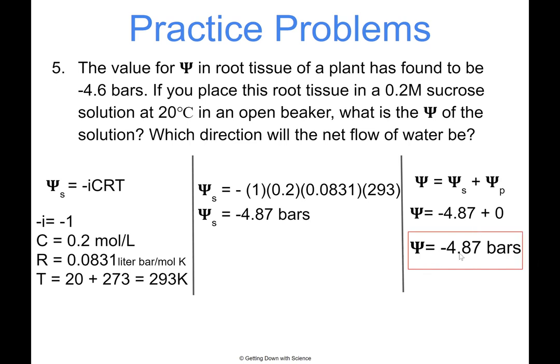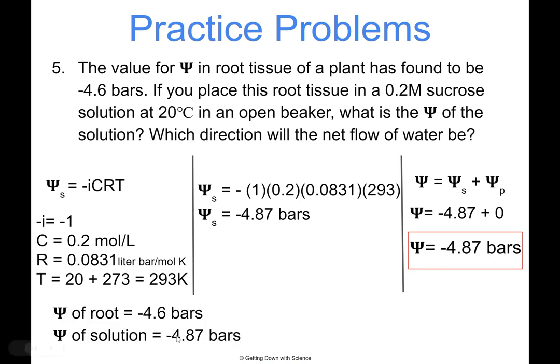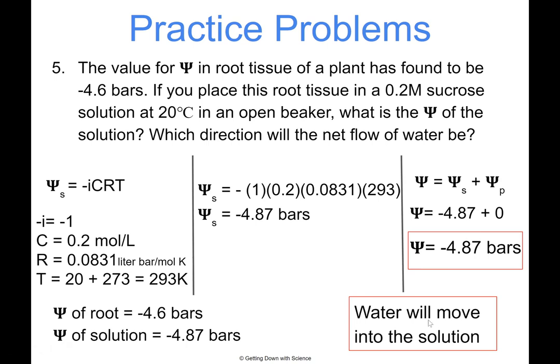Now the question is, which direction will we flow? Here's our root, here's our solution. Look at the potentials. Water will move into the solution because we're going from lower water potential to higher water potential, right? Okay, so hopefully that helps you a little bit with some of these things, including water potential, because we have to calculate that a lot.